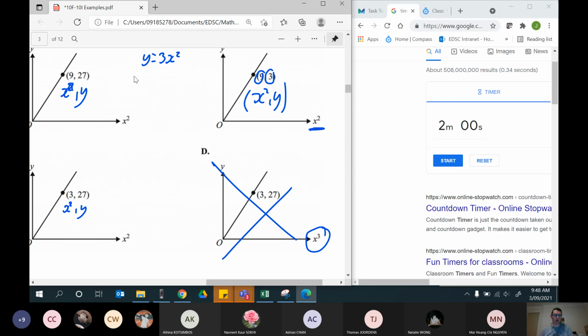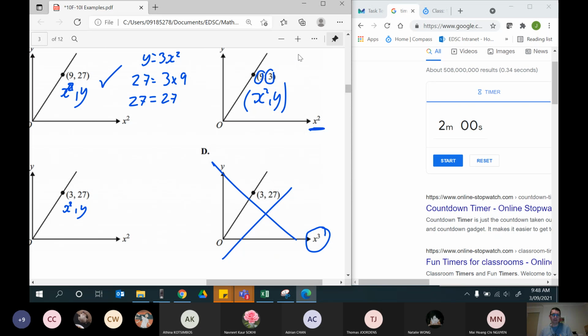So what I can do is go, well, 27 equals 3 times x squared. Now, the x squared value, this isn't x, this is x squared, is 9 in this case. So I just substitute that in because that is x squared. And 3 times 9 is 27. So 27 equals 27. So this is the correct one.